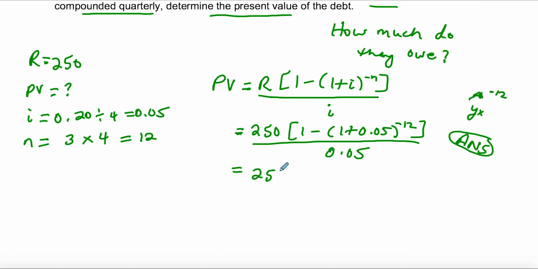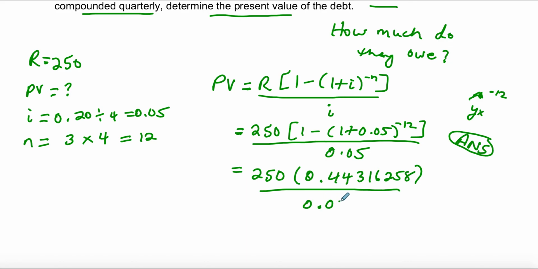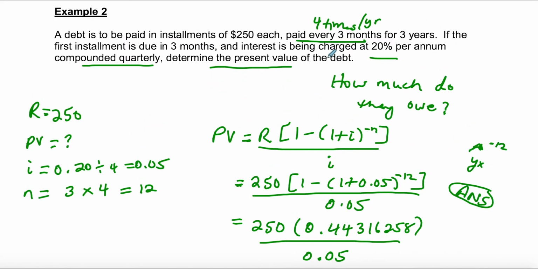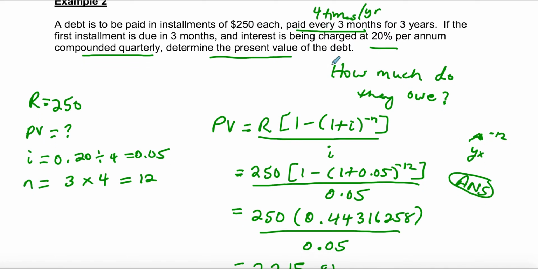So one thing I could show you is that on the right side, I get 0.44316258. And you know that I'm using lots of decimals because I'm trying to get a really close answer. They can be really off if you round too much. You'll have something very different than me if you didn't use a lot of decimal places. This is more accurate, obviously. So the present value, what they actually owe today, is $2,215.81. Because they're going to pay $250 4 times a year, but there's also interest being charged on that.